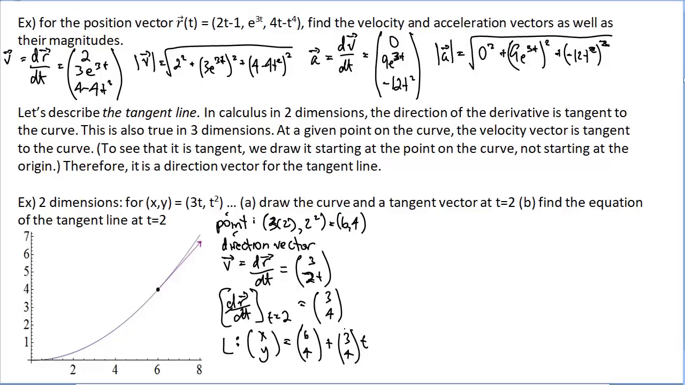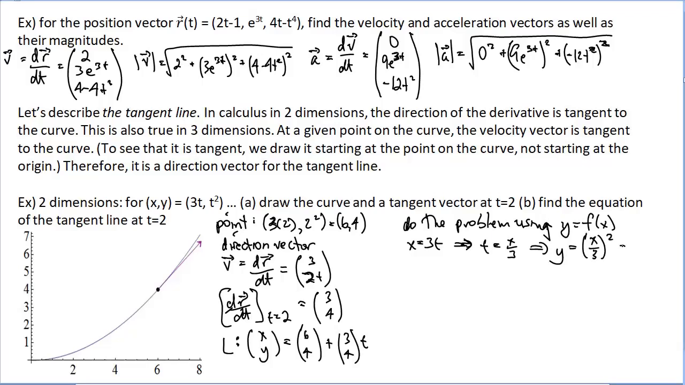Now to bring this full circle, let's do the problem using y equals f of x. So first of all, we're going to rewrite the original function in terms of y equals f of x. Originally we had x equals 3t, which tells me that t equals x over 3. And since y equals t squared, that tells me that y equals (x/3) squared, which is just 1/9 x squared. So finally I've got this in y equals f of x form.